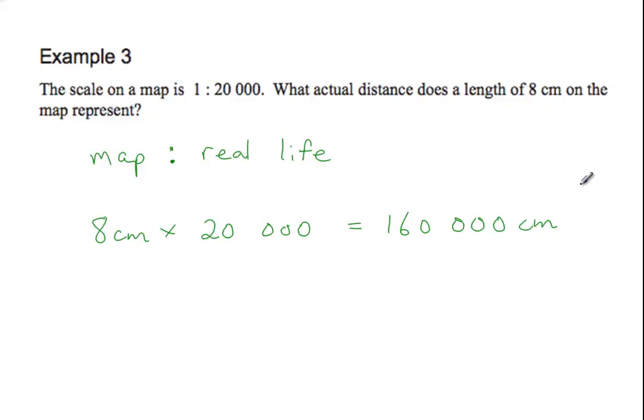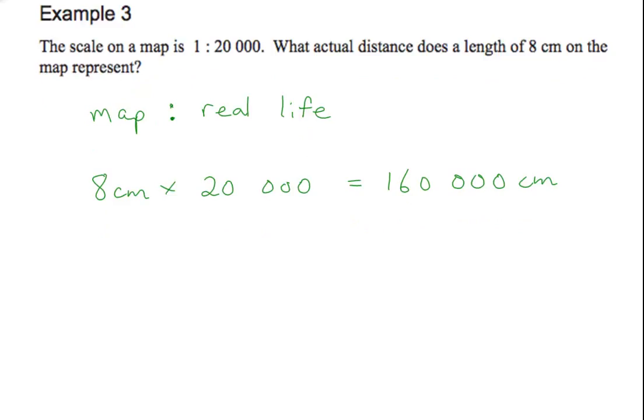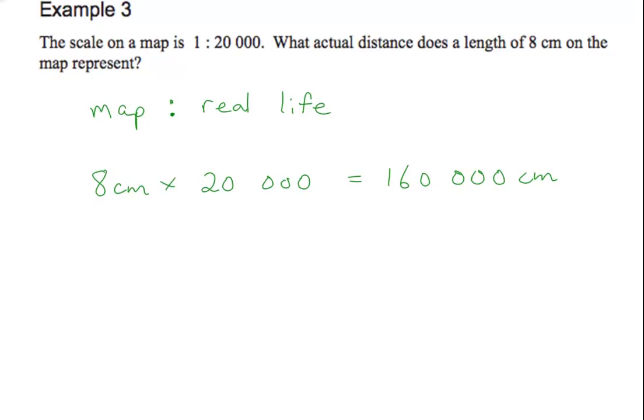We could leave it like that, but that would be a strange unit to use with such a huge amount of zeros, and so we can convert centimeters to meters. We know there's 100 centimeters in 1 meter, so that means that we're going to move the decimal over 2 spots here. So that means we have 1,600 meters, and we know that there are 1,000 meters in a kilometer, so we would move the decimal over 3 spaces, and we would know that this is equal to 1.6 kilometers. So 8 centimeters on the map is equal to 1.6 kilometers in real life according to this scale here, which is 1 to 20,000.